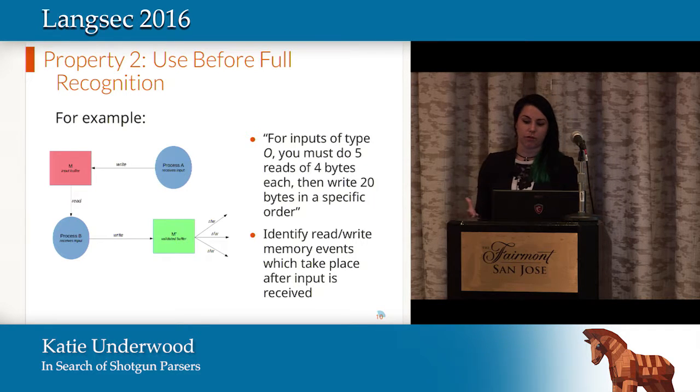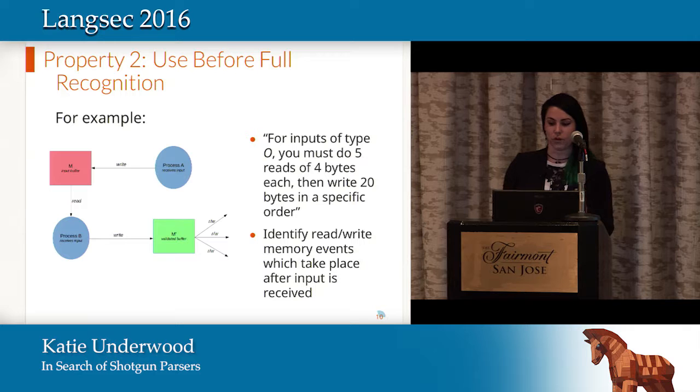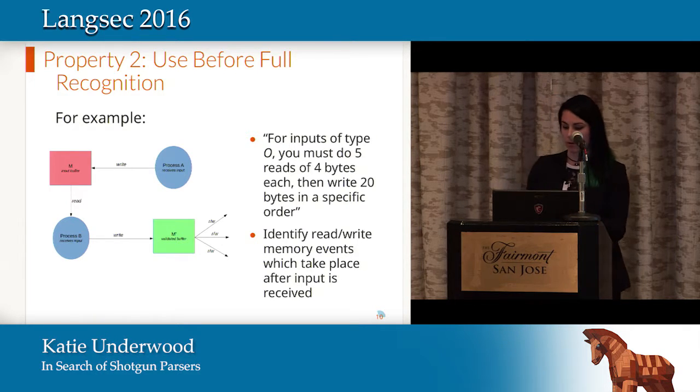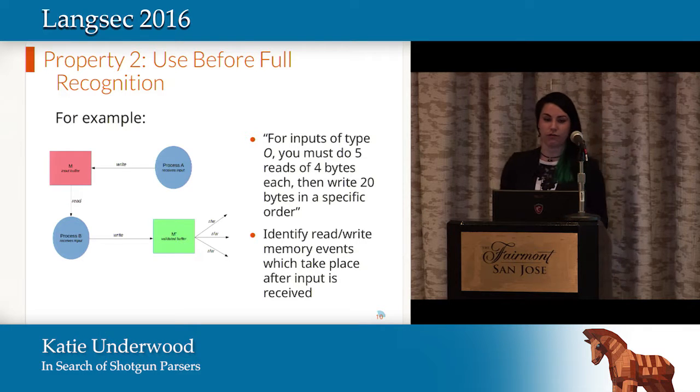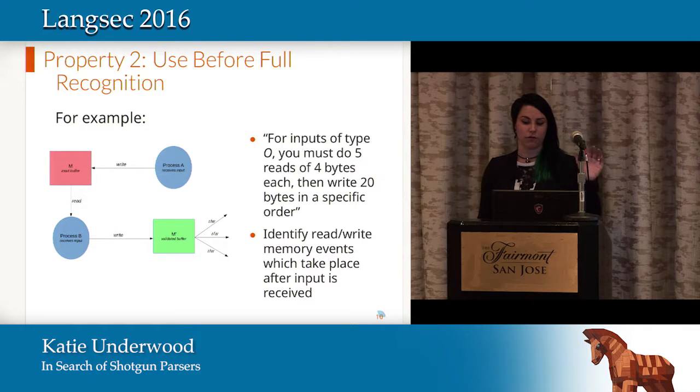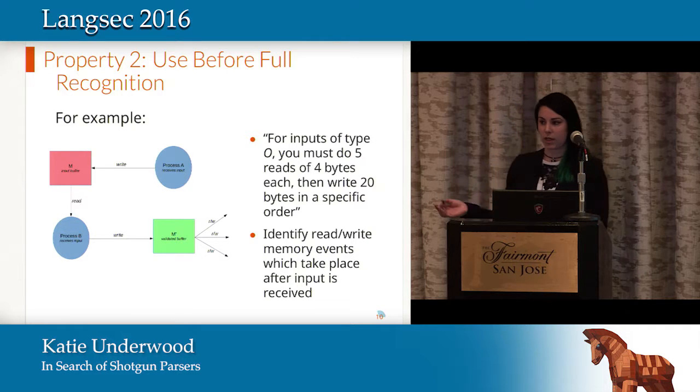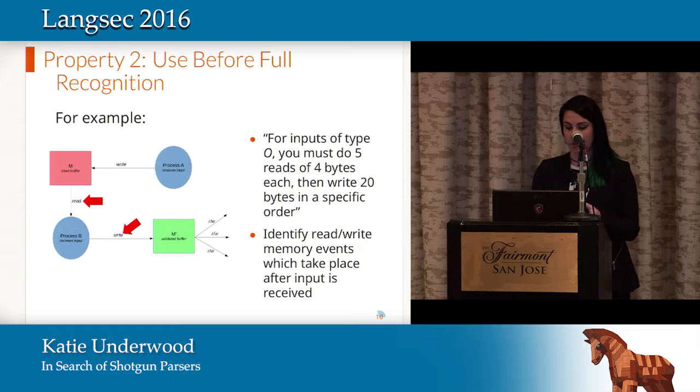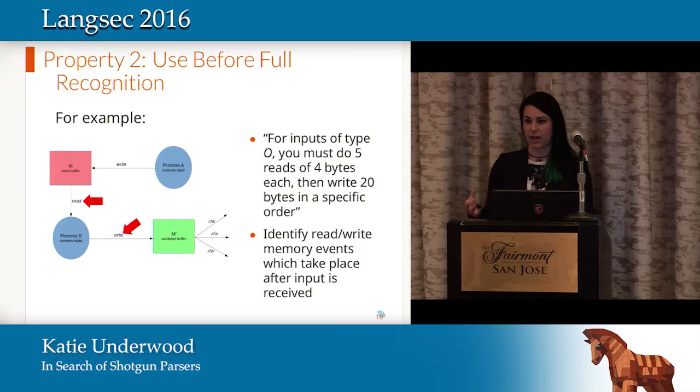Now within this very simple framework, we can start to define rules. So for example, if we have some object of type O, which is well understood, we know all about its properties, we define the rule that to fully recognize O, you need to do 5 reads of 4 bytes each, then write out 20 bytes in a specific order. And we can capture read-write memory events in order to ascertain whether this has happened. So in this way, we can start to sort of build up a whitelist, if you will, of appropriate read-write patterns corresponding to various common data types.